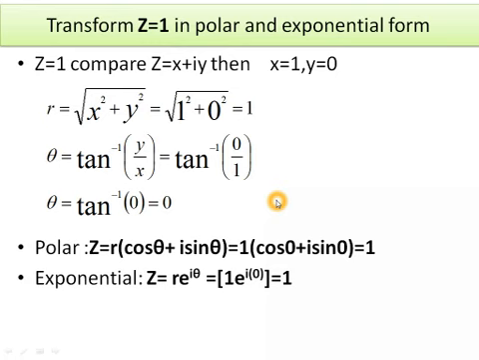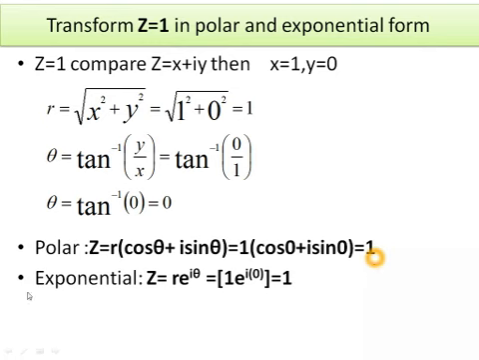Since they have asked to represent in the polar and exponential form, we write z is equal to r in bracket cos theta plus i sin theta. This is the standard representation for polar form. Let us substitute values of r is equal to 1 over here and theta is equal to 0. So we are getting the polar representation of the complex number as simply equal to 1.